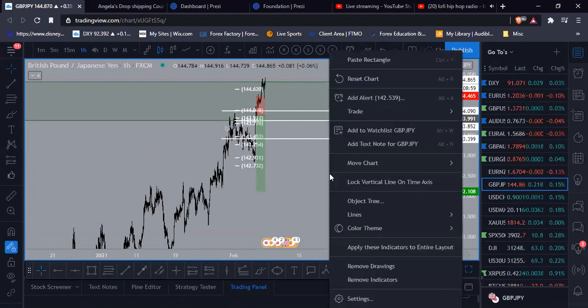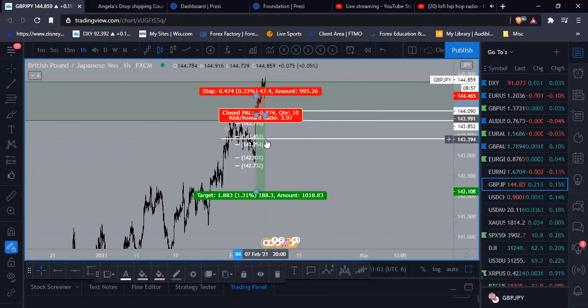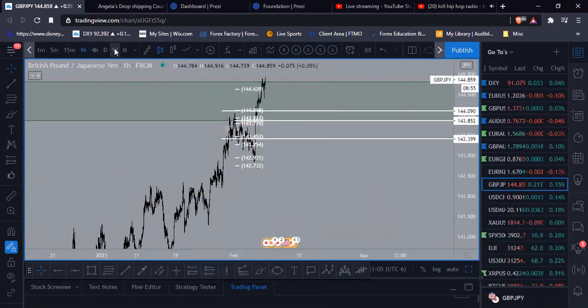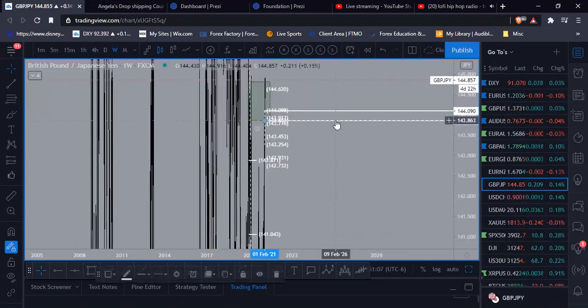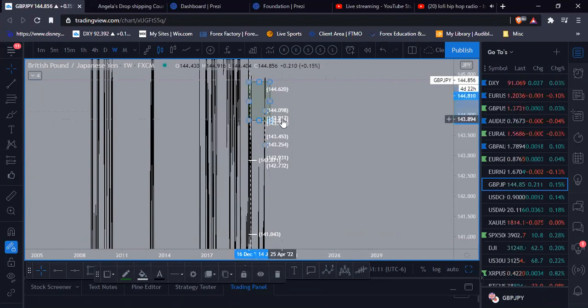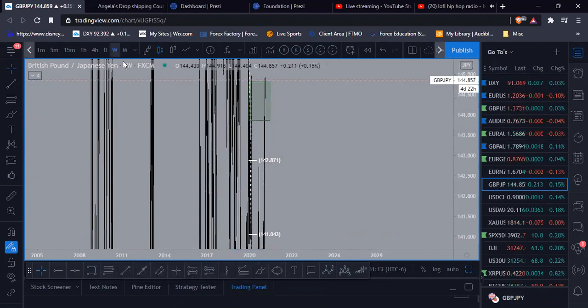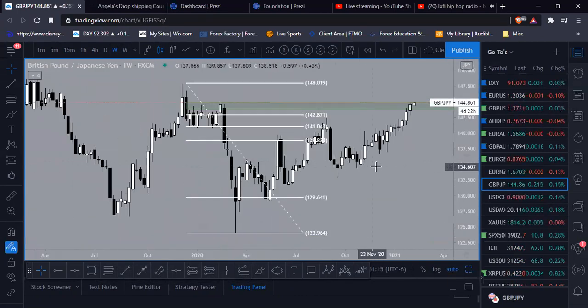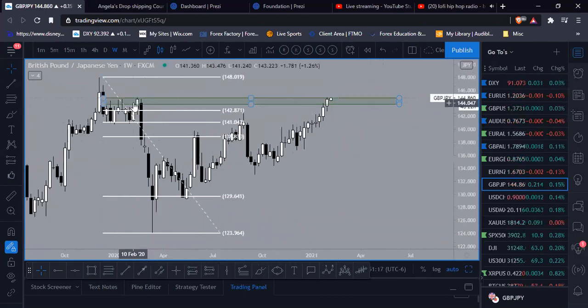GBPJPY. This is nuts. All right, let's get rid of that. Weekly. Get rid of all this nonsense on here. Okay. Price still holding here. It looks just like GU to me. If price holds here, sell it.